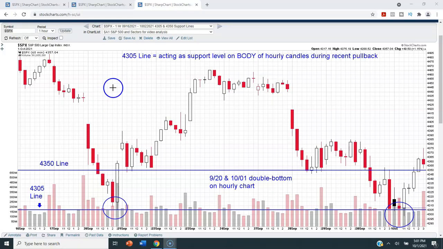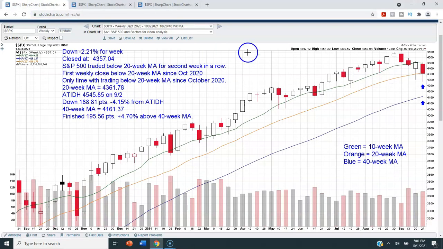We will come back to this chart in just a couple of minutes, but I want to start off with a weekly candlestick chart of the S&P 500 to get a big picture view of what's been going on, and then we will work our way down to the shorter term charts.